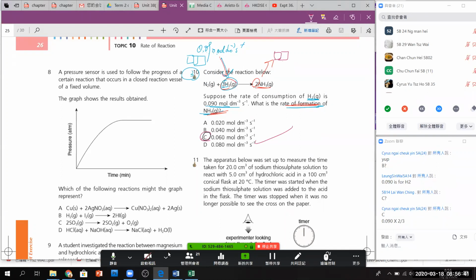Can you get my point? 3 portions altogether is 0.09. 2 portions is what? 0.060. Right? Okay, so 1 portion, what is that? 1 portion is 0.030. Can you get my point?